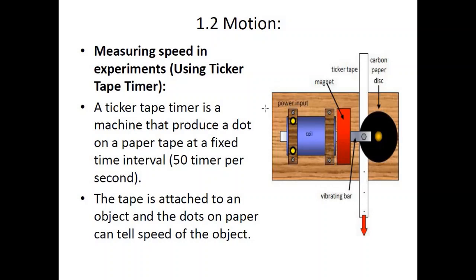Now if we are measuring speed in experiments where the time is really short, then we often use a device that is known as a ticker tape timer. A ticker tape timer looks something like this. It is basically a machine that produces a dot on a thin strip of paper at specific intervals of time. Usually 50 dots per second are produced by a ticker tape timer. The tape is attached to the object, and when the object moves, the tape is pulled and the dots are cast onto the paper strip, and the distance between those dots can tell the speed of the object.